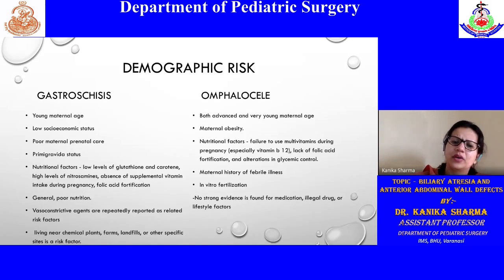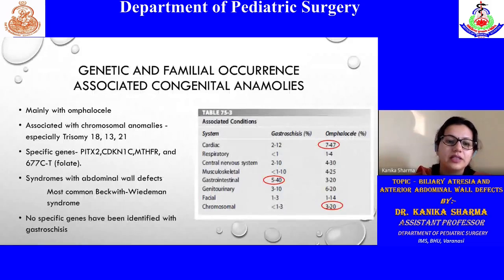Another important point is the risk factors for omphalocele, which are advanced age of the mother and maybe very young maternal age. Maternal obesity is another factor. Among nutritional factors, specific deficiencies of vitamin B12 and folic acid have been documented, as well as IVF. The genetic and familial occurrences and the associated congenital anomalies are mostly seen with the omphalocele or exomphalos. So trisomies are seen with that.